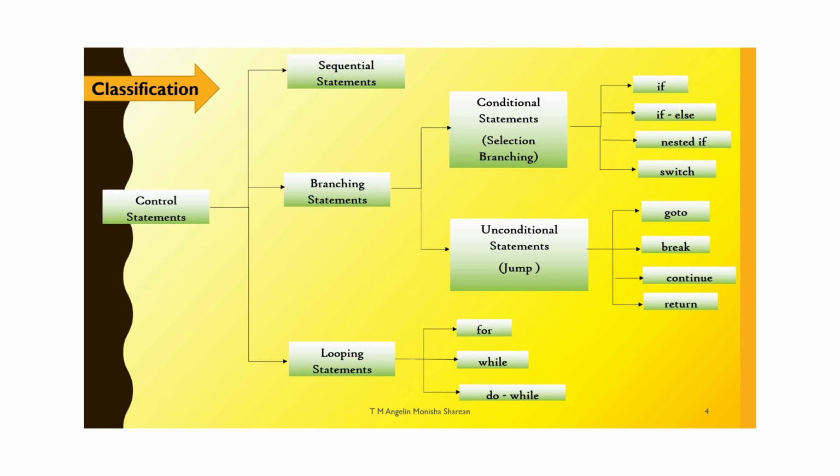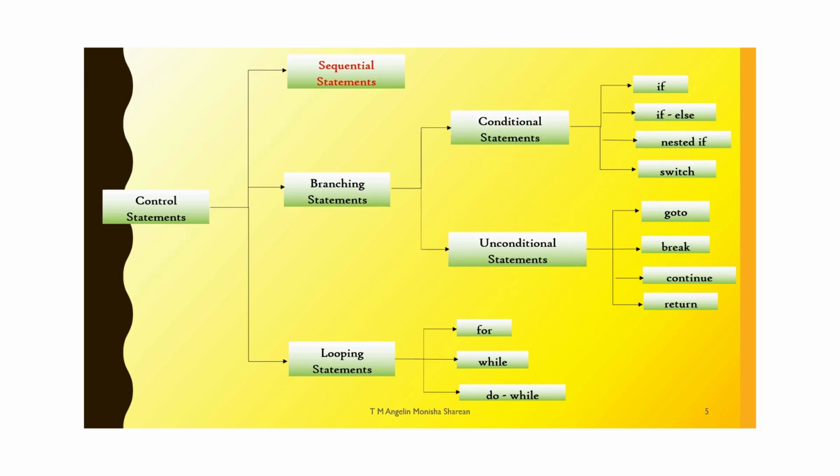This selection or branching has if else, nested if else, and switch statement. Unconditional statements are further classified into go to, break, continue, and return. When you are coming to the looping statement, it has for, while, and do while. So in detail, we can see the sequential statements.